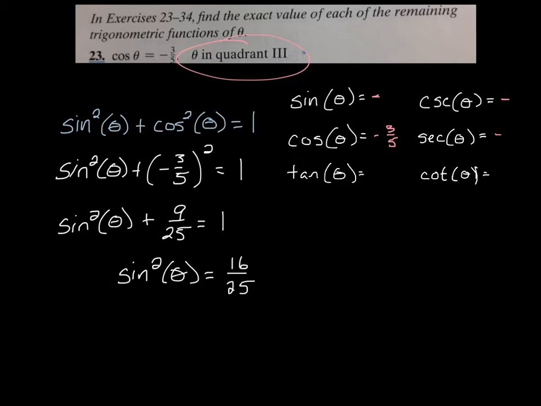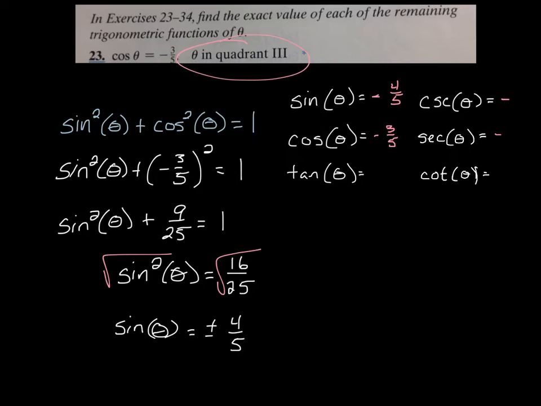Now what I'm going to do is take the square root of both sides of this equation. And what I'll get is that sine of theta equals plus or minus 4/5. Now importantly, this gives me two answers, but I know in this situation I don't want the positive version, I just want the negative version. So this tells me that the sine of this theta is negative 4/5. And again, I choose negative because I know what quadrant I'm in. I'm in quadrant 3.